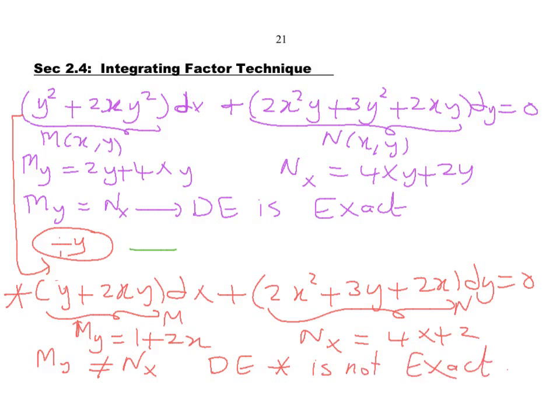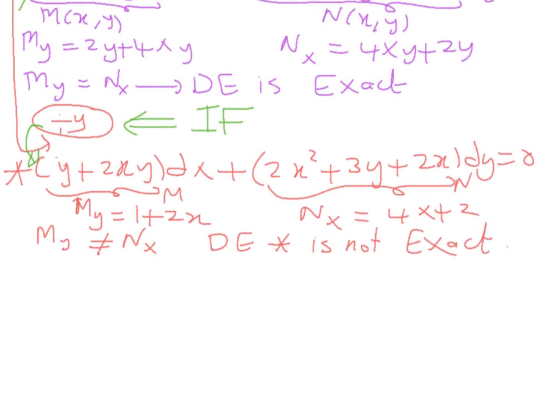Now, this factor is called the integrating factor. The reason we call it integrating factor is because if I multiply it back into the differential equation, I am going to get this equation, which is an exact differential equation, and it can be integrated and solved. So how can I find an integrating factor? If this equation was given to us, which is not exact, how can I find an integrating factor?